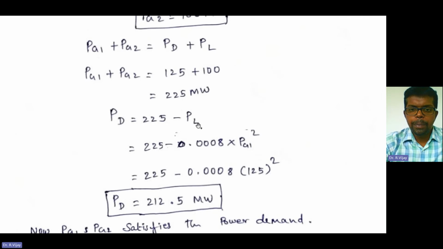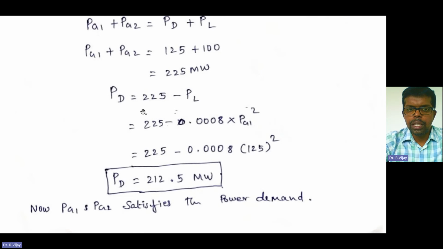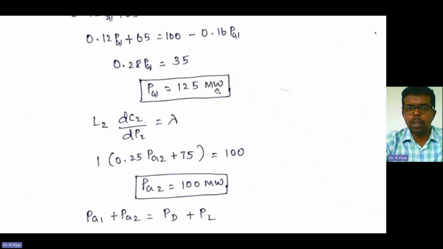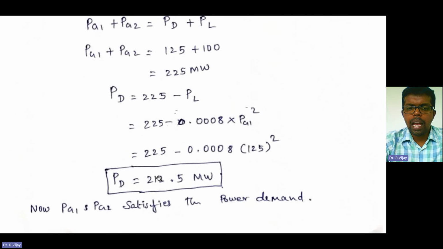So 225 minus PL, that equation you already have, that is 0.0008 PG1 square. What you need to do is substitute PG1 as 125 megawatt, because we already calculated it. Similarly, you substitute, and now we will get the demand as 212.5 megawatt. So PG1 and PG2 satisfy the power demand also.